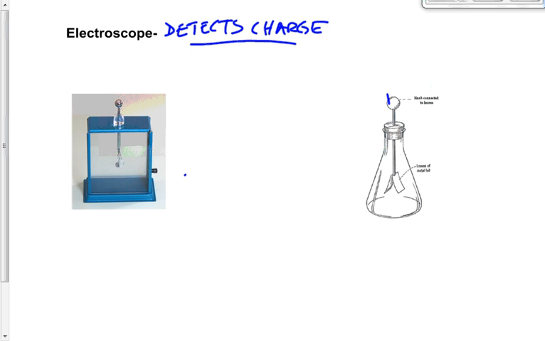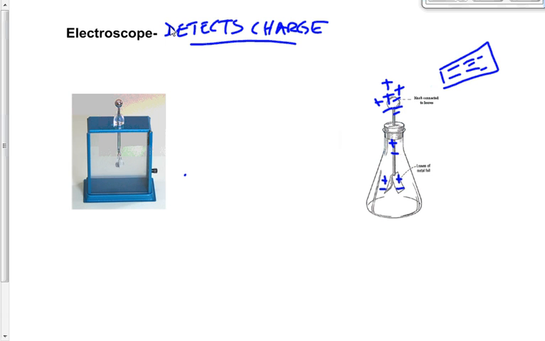The ball is neutral. It's got 4 positives, it's got 4 negatives. The rod is neutral. The leaves are both neutral. Everything's neutral. When I bring, let's say, a negatively charged rod or a negatively charged object nearby, something's going to happen. The protons are going to do what? The protons inside this electroscope do what? They stay where they are. They don't go anywhere, right? The electrons will do what?